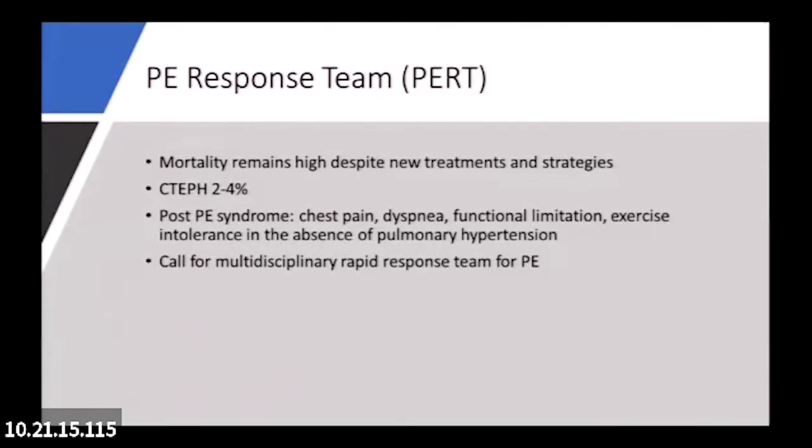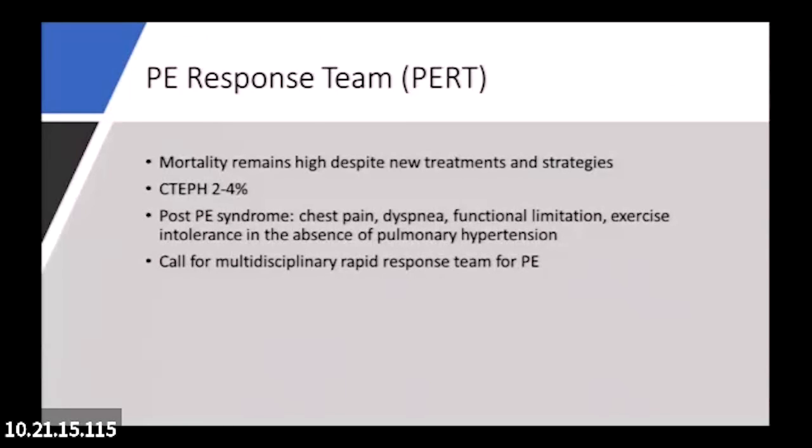However, despite those new options, the mortality remains high, and there are still chronic PE patients. That's about 2 to 4%, and also some PE patients continue to have post-PE syndrome. So therefore, we are calling for the multidisciplinary rapid response team for PE.